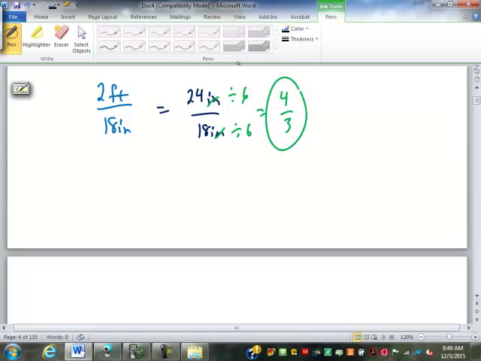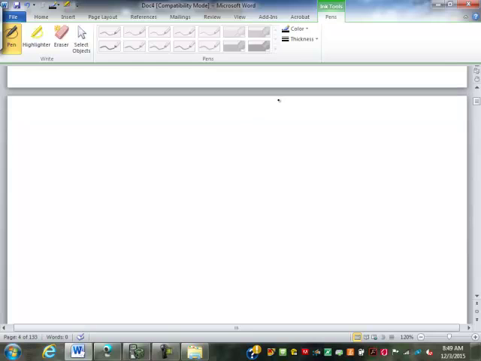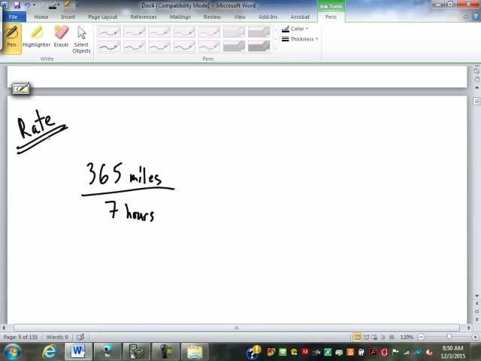So now what happens if I have two numbers that I'm comparing that don't have the same units? Let's say we send Jesse on a road trip, since he was talking about that earlier. And on this road trip, Jesse is going to drive 365 miles in 7 hours. Obviously here I cannot change miles into hours or hours into miles. This is not a ratio. This is what we refer to as a rate.